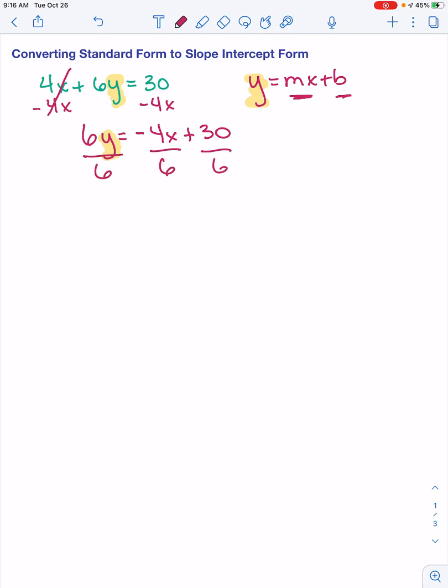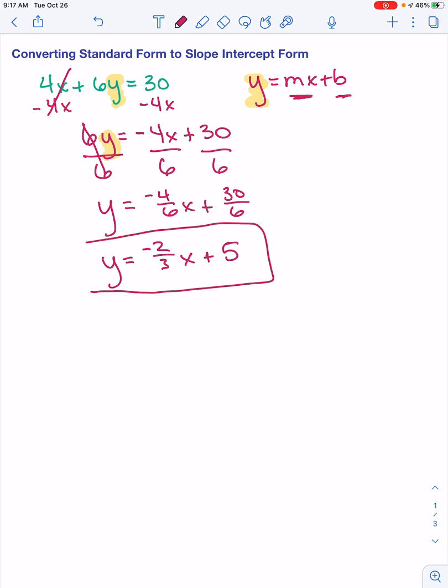And if I divide one thing by 6, I have to divide every piece by 6. 6 divided by 6 makes 1, so that leaves me with 1y, or y by itself. I have negative 4 over 6x plus 30 over 6. So let's see if we can simplify these fractions. Y equals negative 4 over 6 is the same as negative 2/3. I divide both the numerator and denominator by 2. There's my x. Now 30 divided by 6 gives me 5. So now I have taken that standard form equation and I've written it in slope-intercept form.